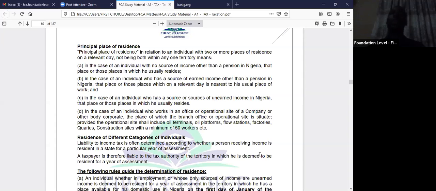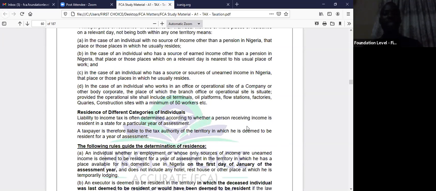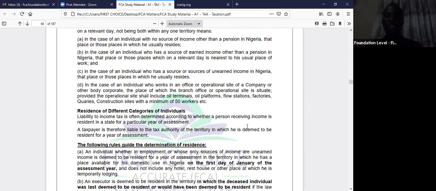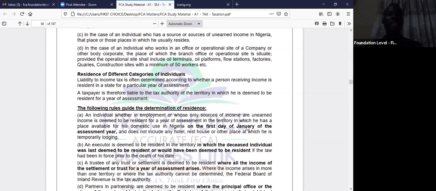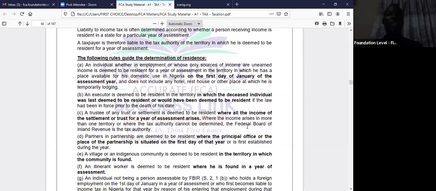So it's not all about where the head office is. You work for a company, maybe you work for Coca-Cola company, and maybe the head office is in Lagos, and you are in a branch in Abuja. Okay, your principal place of residence for tax purpose will be in Abuja. All right. Now, what is the rules guiding the determination of residence? Which rule is guiding the determination of residence?